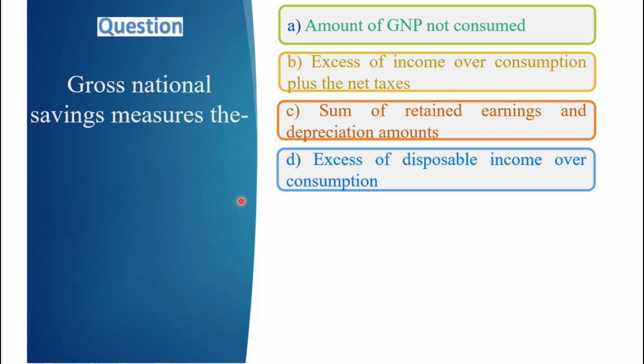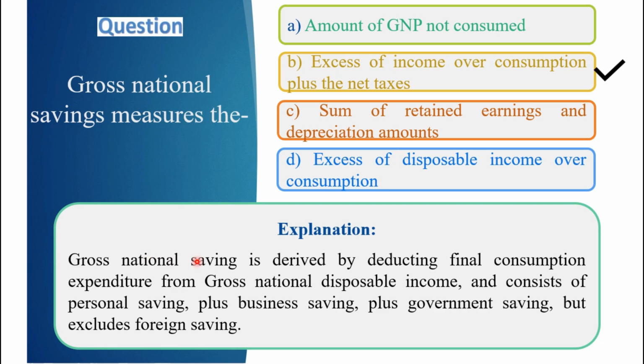And the correct answer for this question is excess of income over consumption plus the net taxes, because gross national saving is derived by deducting final consumption expenditure from gross national disposable income and consists of personal savings plus business saving plus government saving, but excludes foreign saving. Therefore, option number 2, excess of income over consumption plus the net taxes, is the correct answer for the question.